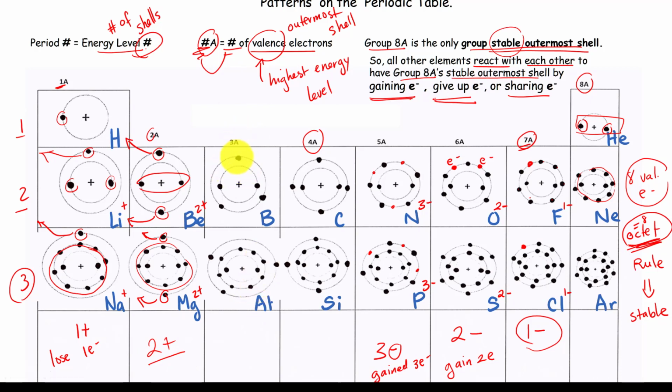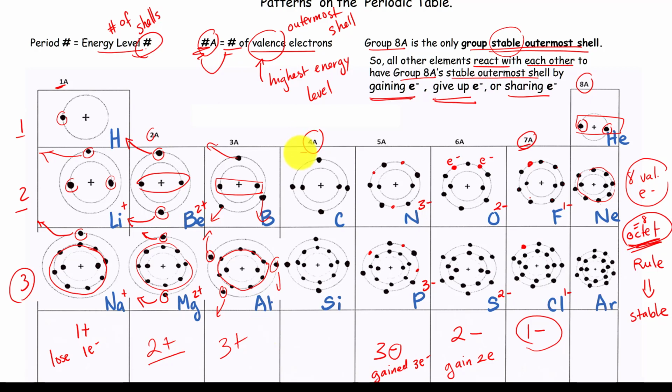And then for 3A, of course, it's not going to gain 5 more to fill up the 3 valence electrons it has, where the other option is a lot easier. It's going to give up its 3 valence electrons. For boron, once it gives up all 3 valence electrons, look what we have. This looks like helium, which is one of the noble gases. And then the same thing for aluminum. It's going to give up its 3 valence electrons, and once it does, its outermost shell now looks like neon. So that's the reason why all the elements in group 3A will have a 3+ charge when reacting with other atoms to gain that stable outermost shell.